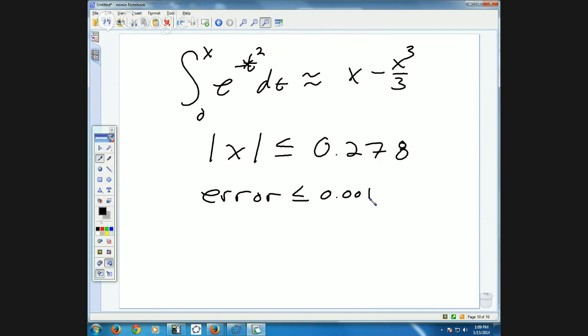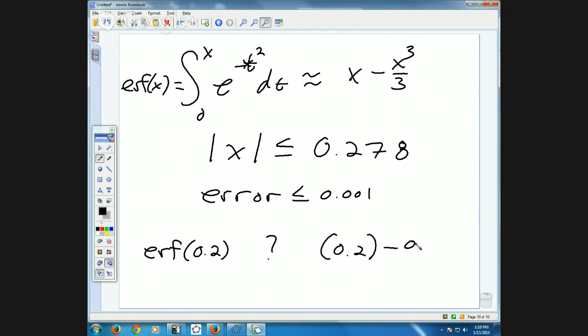Should we test that? Of course we are going to test it. So my original function is called the ERF. So we're going to calculate the ERF of like 0.2, and we're going to compare that to 0.2 minus 0.2 cubed over 3. And we should find that they're within 100th of each other.